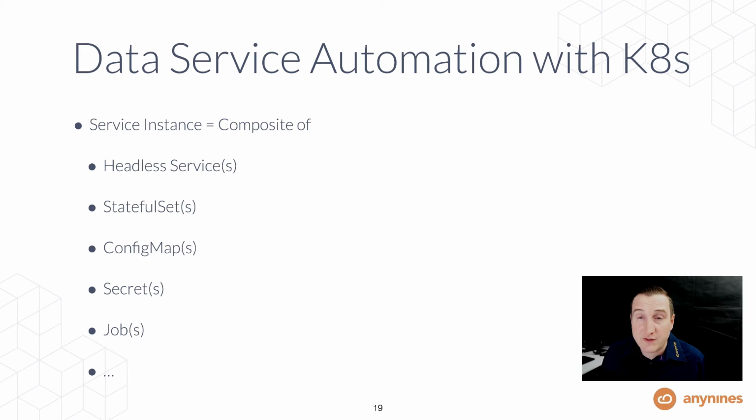A job is a concept that allows you to create pods, a number of pods, and repeatedly execute them to perform certain tasks. You could, for example, run psql commands against your Postgres cluster if you want to. So all these are necessary and useful tools to have in the tool belt when doing data service automation with Kubernetes.